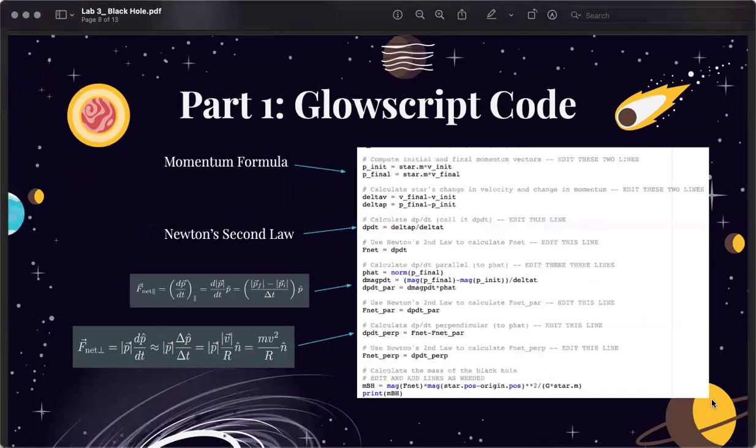So next, you can see right here that the momentum formula is in my code as well, which is star.p = m times the final velocity, and that's to find the momentum initial and the momentum final. And then you can see Newton's second law is also in there, which is delta P over delta T. And then we also have some more of the net force equations that are also put in there, and I put arrows to those so that you can see those clearly.